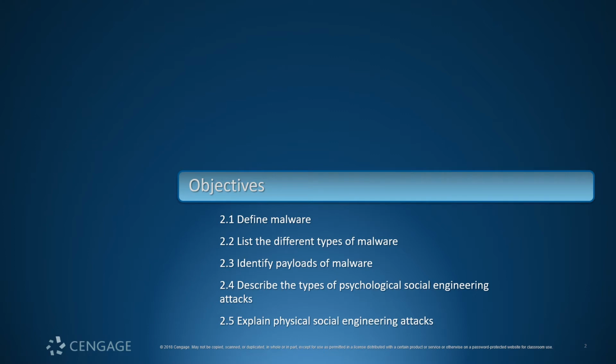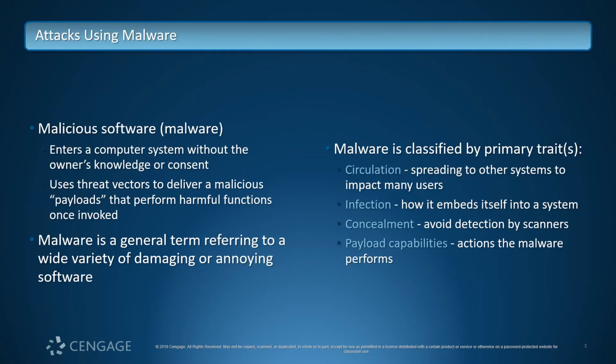So we're going to talk about the definition of malware, list a couple of different types, look at some payloads, and look at the types of psychological engineering attacks that we may have to deal with as well. Social engineering is a fairly common way to breach security without arousing suspicion, mostly because a lot of people don't realize how valuable certain types of information are. We're also going to talk about physical social engineering attacks as well.